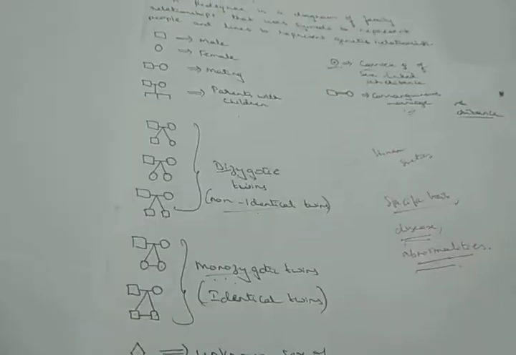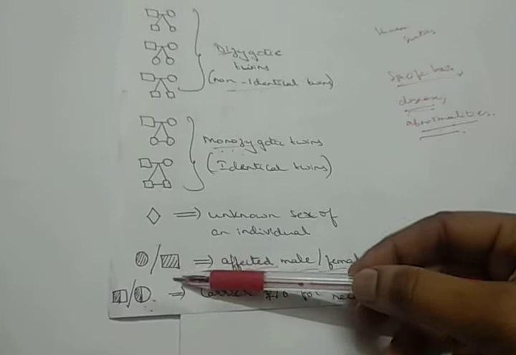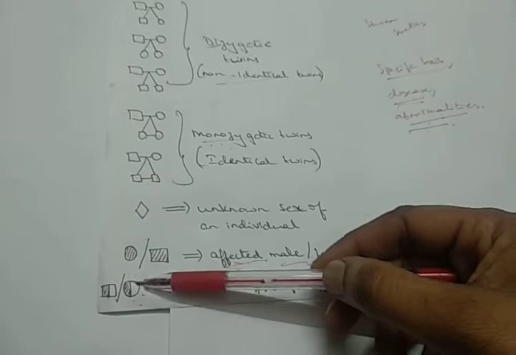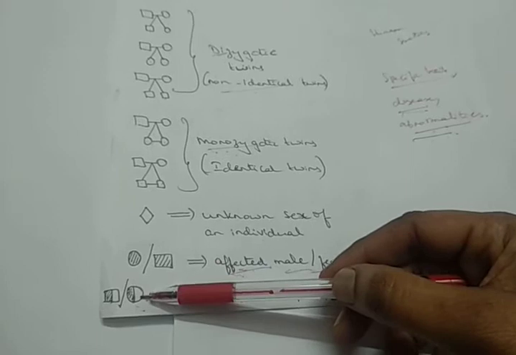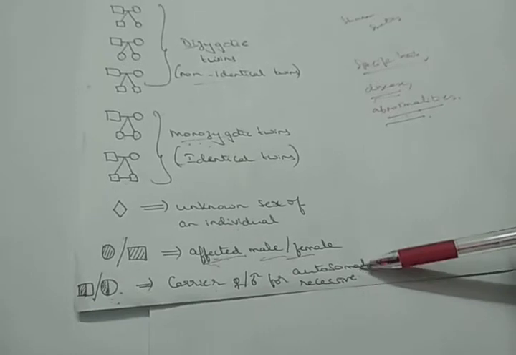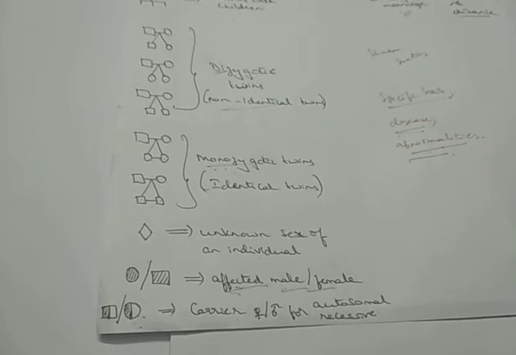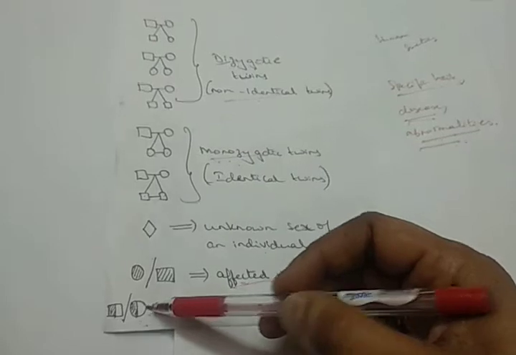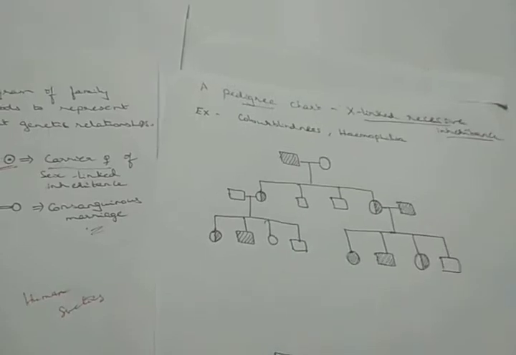Another important characteristic feature we are going to see includes the affected male and female, written like this, the square and the circle. The female with a half-filled circle we consider as the carrier. Such carrier females and males are written this way for autosomal recessive. Now we take the example of a sex-linked recessive trait, and we plot it in the same manner. I have shown you here an example of how to write it.